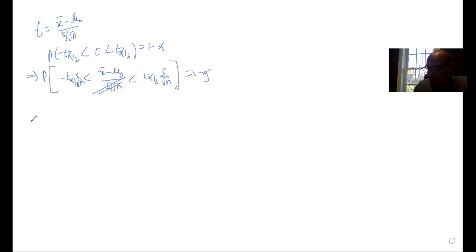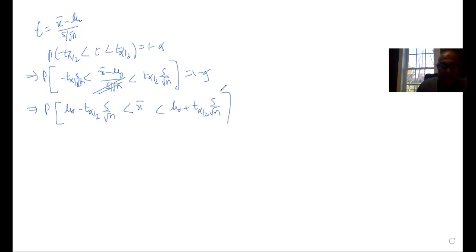So this will get cancelled out, right? And just like your previous case, this implies that my probability of nu zero minus t alpha by 2 s over square root of n is less than x bar is less than nu zero plus t alpha by 2 s over square root of n is equal to 1 minus alpha. So this is my interval a to b.